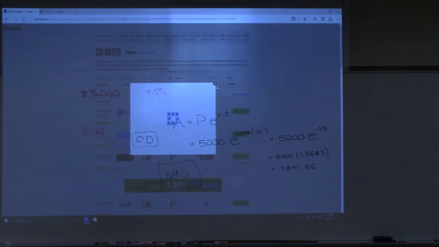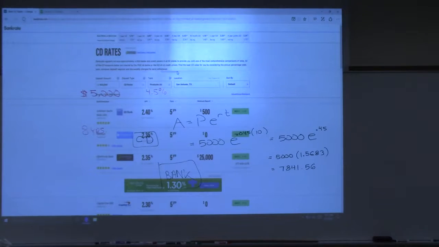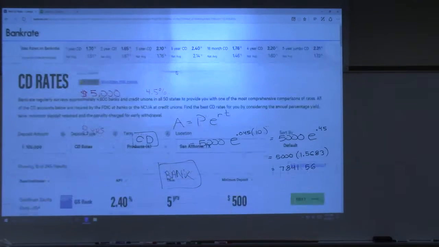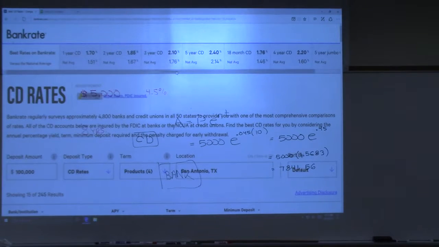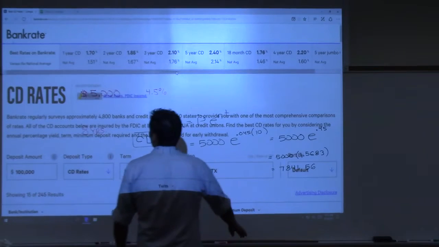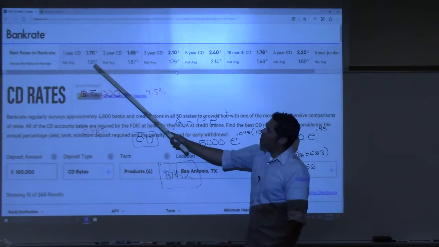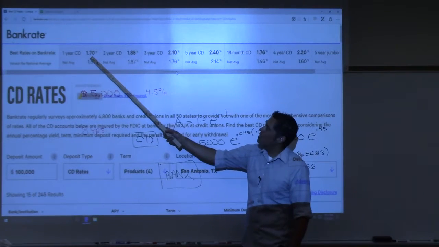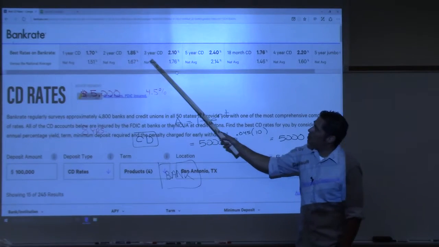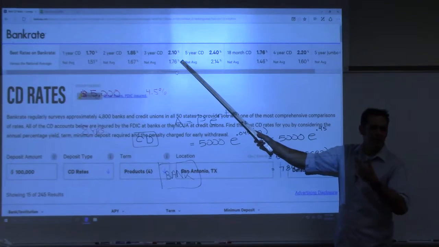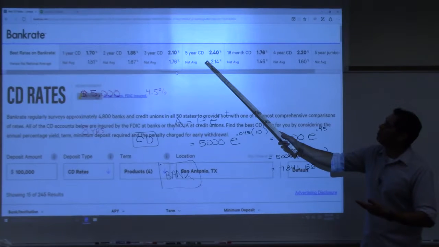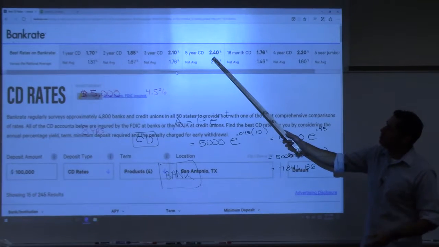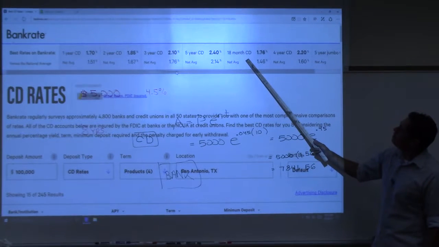Let's see. Oh yeah, get out of here. So up on the top, it's hard to see it, but see that? So look, if you do a 1 year, you're not coming back for it for a year, 1.7. 2 year, 1.85. 3 year, 2.1. See, it's higher the further out you go, the longer you guarantee you're not coming back for it. Look at 18 month, right?